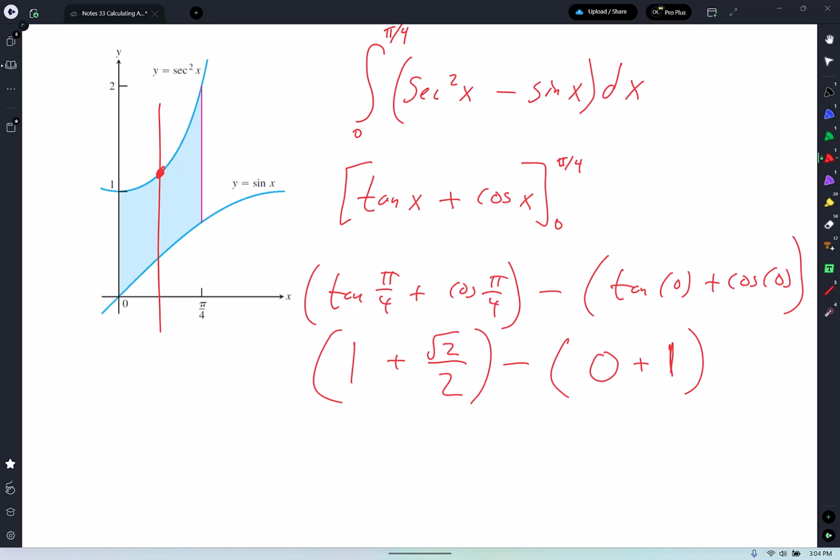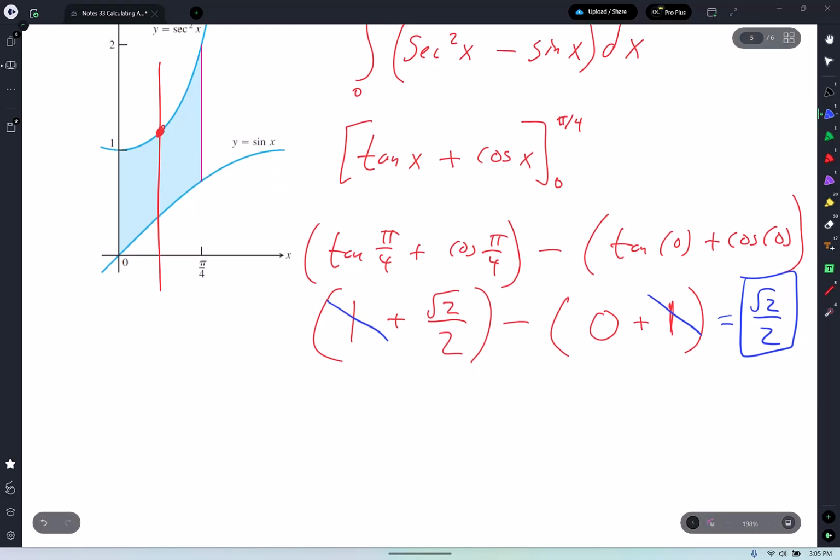So what's going to cancel out? The 1s cancel out. And what do I have? Square root of 2 over 2. There's your answer. That's the area between 0 and pi over 4 of the secant squared graph in sin x. Cool, right?